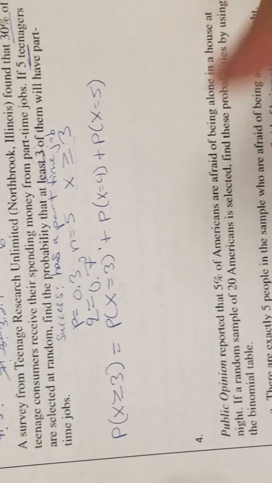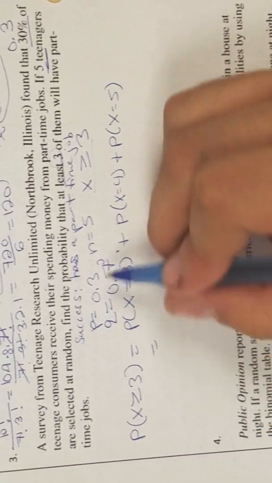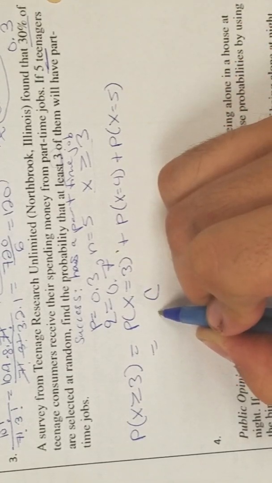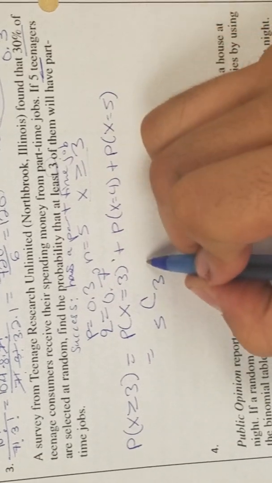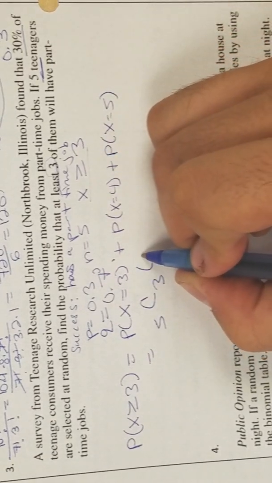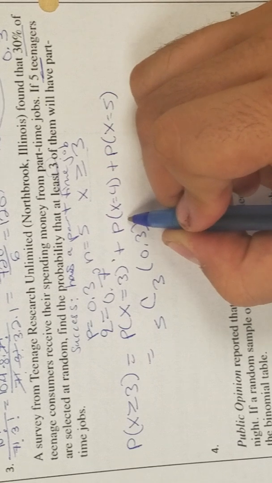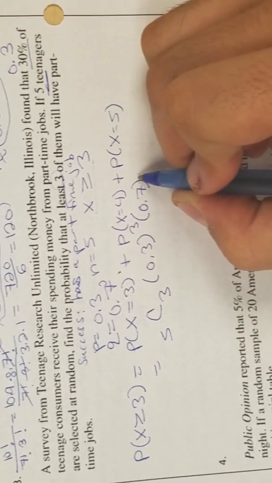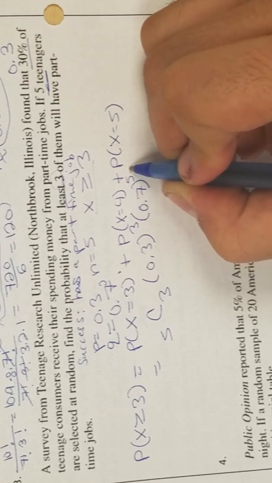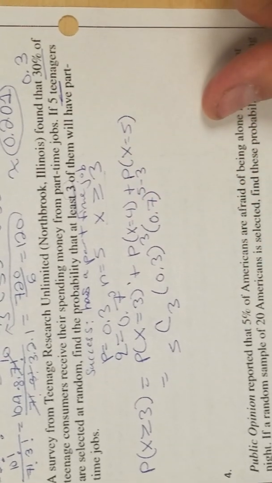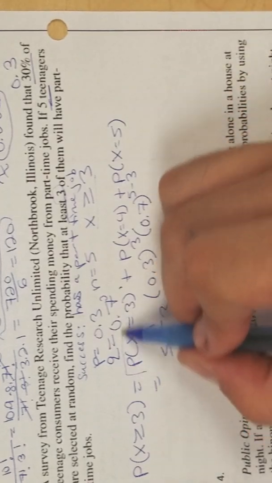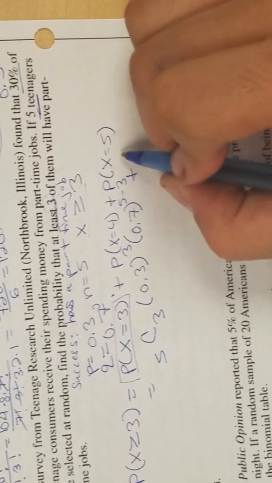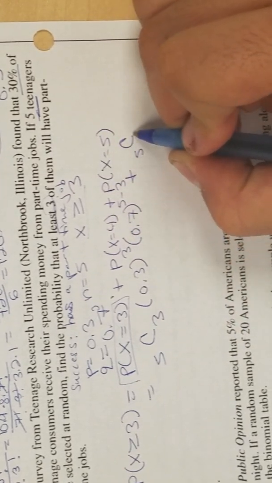All right, so we're going to go ahead and plug this into the formula, get you used to it. So we have combination. We have a total of 5 people chosen 3 at a time. Probability of success is 0.3 raised to the x power, which is 3. Probability of failure times raised to the n minus x power, going straight to the formula. So that takes care of this part. Now we're going to do this guy. So we're going to repeat this, but with 4.